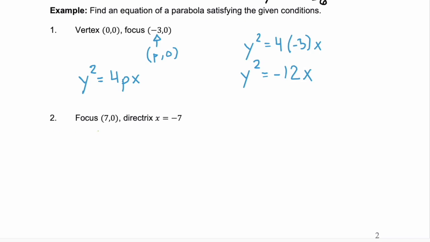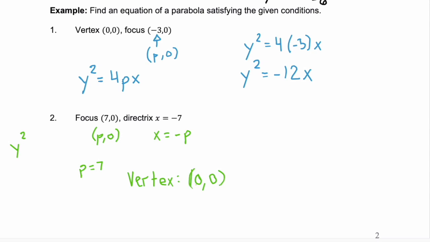Okay, example 2. We're given some different things. The focus and the directrix is x equals negative 7. Well, the focus, the p is first, so that tells us we're going to have a y squared again, right? Because the p is with the x. Now the directrix is x equals, which also tells us we're going to have a y squared, and it's negative p, right? Our p here is 7, and this works out that x equals negative p. We know that our vertex is going to be the point 0, 0.